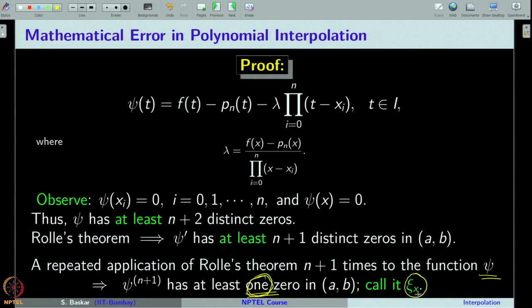Why this suffix x? Because psi depends on x as a parameter, right. Therefore, by changing this x, your definition of psi will change, and therefore, the zero of the function psi n plus 1 will also change. To denote that this xi is going to depend on x, we have used this notation.